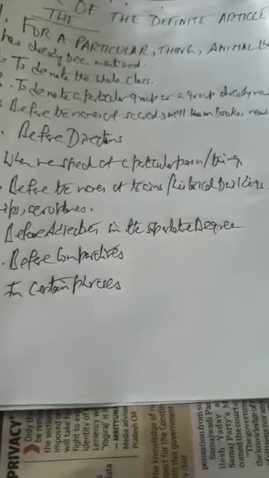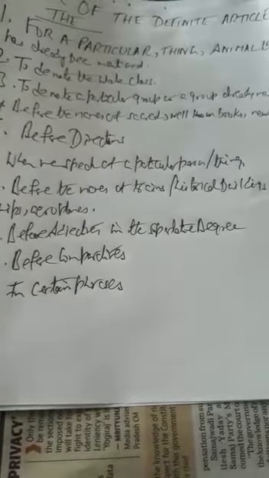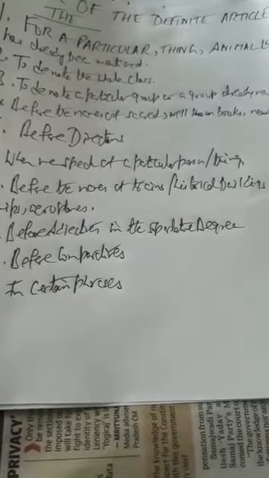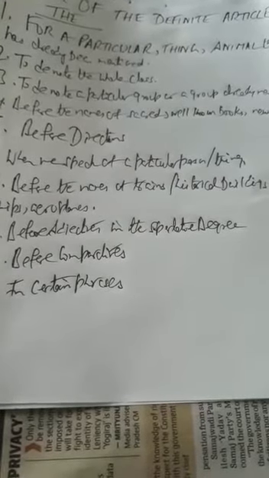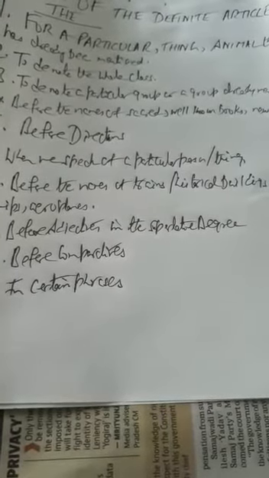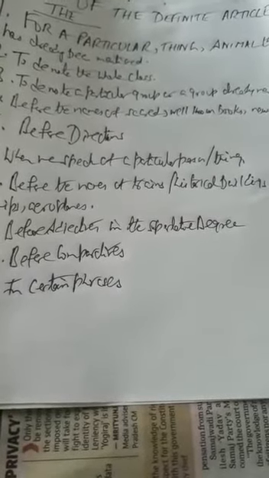The second type is to denote the whole class. For example, the camel is a ship of the desert. Third, to denote a particular group or a group already mentioned. For example, the students of this class are very intelligent.